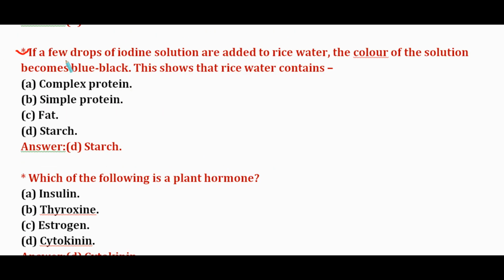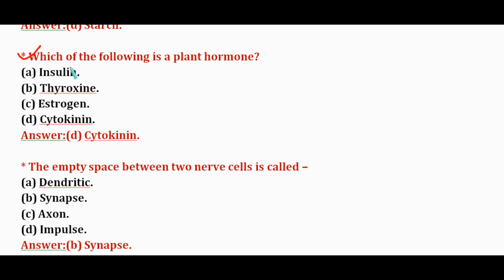The question: if a few drops of iodine solution are added to rice water, the color of the solution becomes blue black. This shows the rice water contains complex protein, simple protein, fat, starch. The correct answer is starch. Which of the following is a plant hormone? Insulin, thyroxine, estrogen, cytokinin. The correct answer is cytokinin.